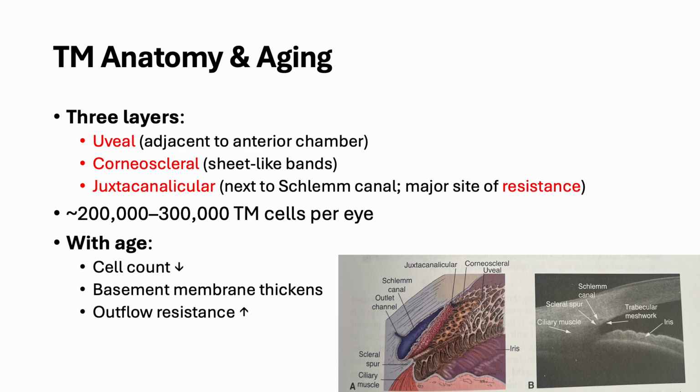As we age, several key changes occur. The cell count decreases, reducing the TM's ability to maintain outflow. The basement membrane thickens, which can reduce fluid permeability. And as a result, outflow resistance increases, potentially contributing to elevated IOP and glaucoma development. These structural and cellular changes underscore the importance of early monitoring and intervention in at-risk populations.